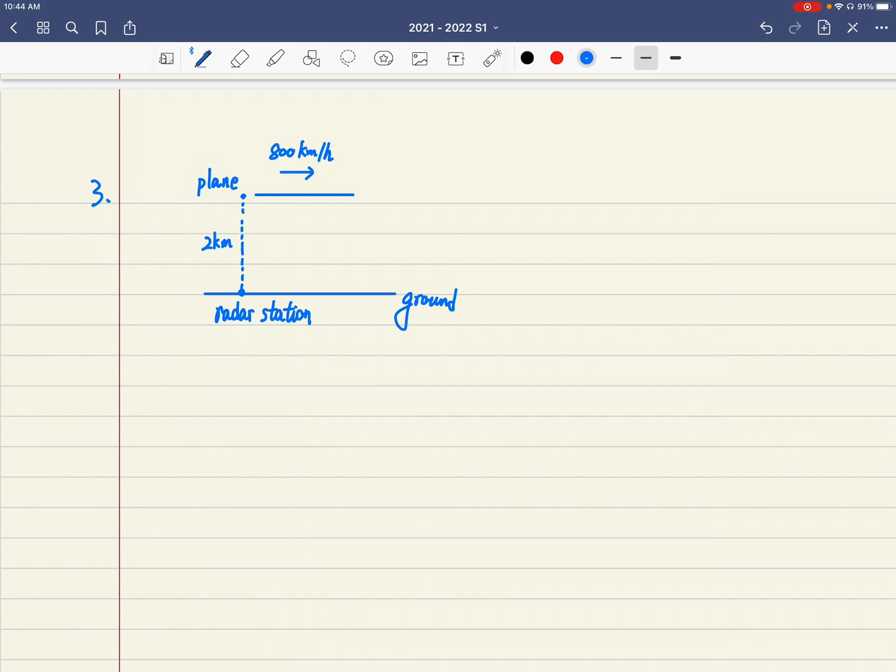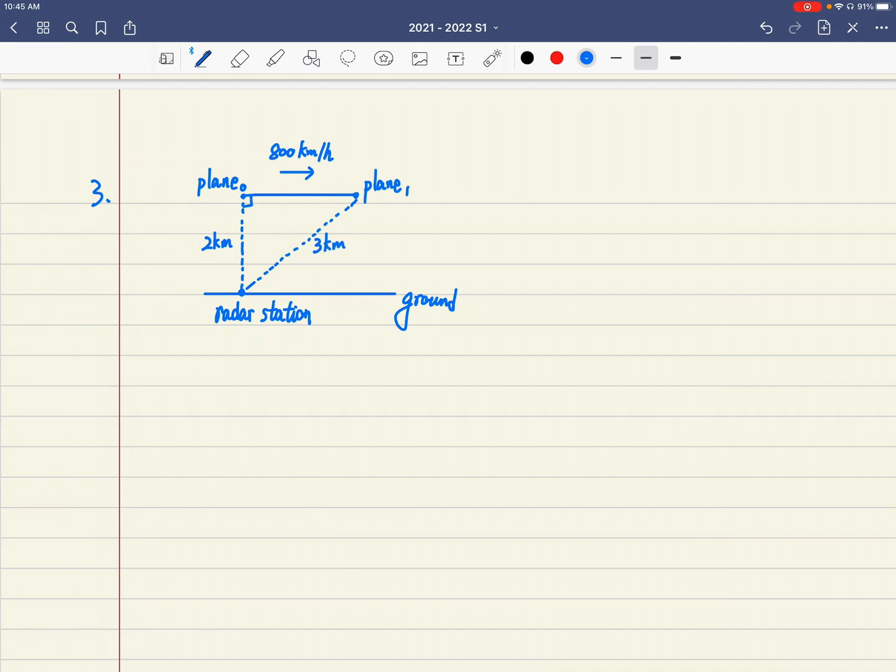And find the rate at which the distance from the plane to the station is increasing when it is 3 kilometers away from the station. So originally, the distance between the plane and the radar station is 2. After some flying, for example, let's say the plane is here right now. Initially, it was there, and now the plane is here. And now the distance from the plane to the radar station is 3 km.